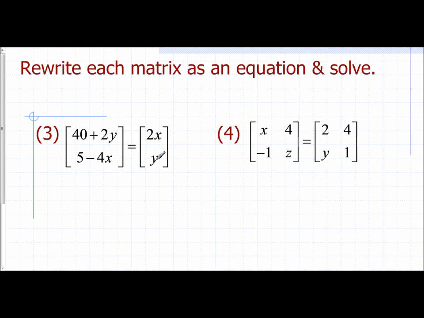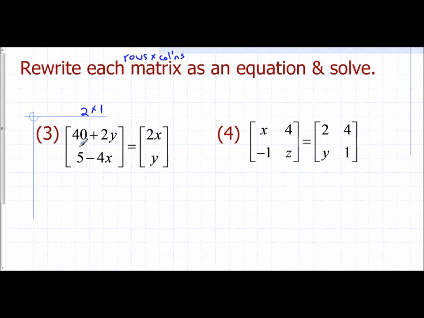Now, the reason why this one's a little bit tricky for students to understand is because remember, matrices are labeled rows by columns. And so if you ask students how many rows and how many columns, they'll get it right. There's 2 rows here. But then if you ask them, well, how many columns are there? A lot of students want to say there's 2 columns because they see the 40 and the 2y. But really, there's only 1 column.